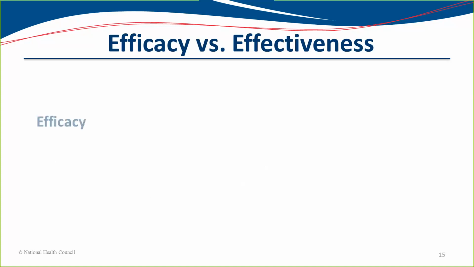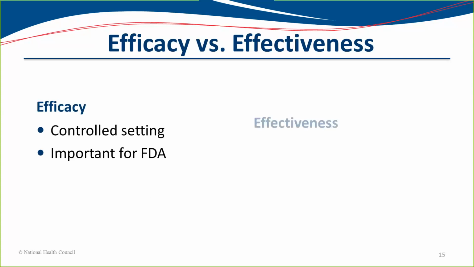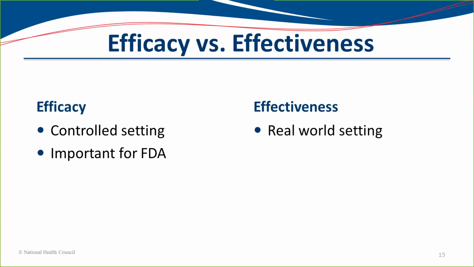So, a recap. We think of efficacy as a very tightly controlled setting, and remember that's why it's designed that way. It's meant to knock out all the noise and focus on, is A better than B, or is A better than placebo? And it's important for FDA approval. Whereas when you hear the term effectiveness used in our context, we're talking about a real-world setting, and this is important for payers.